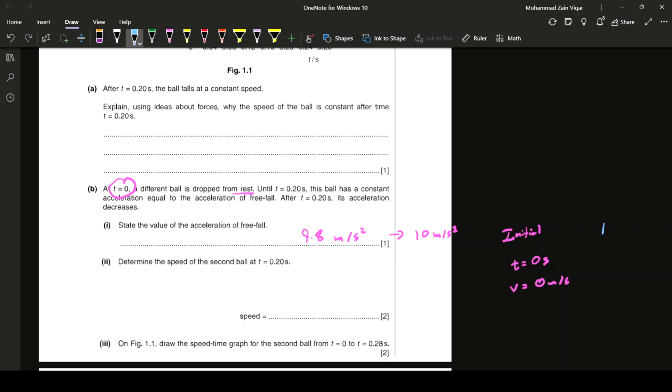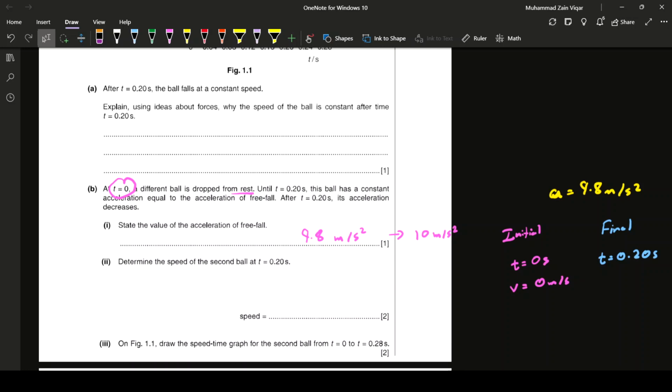And then we have some final values. If we look at the question statement again, until time t equals 0.20 seconds, this ball has a constant acceleration equal to the acceleration of free fall. So the acceleration of the ball is equal to the acceleration of free fall, which is 9.81 or 9.8 meters per second squared. So the final velocity, if we read the statement, after time t equals 0.20 seconds, we know that the final time we're considering is time t equals 0.20 seconds.